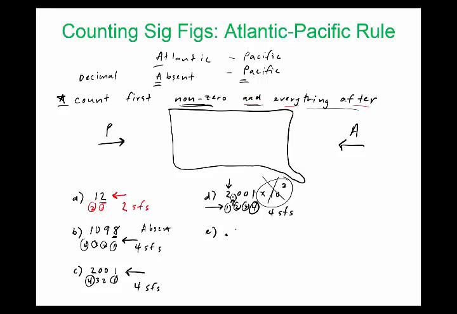Let's try another number. Let's change it up a little and add some zeros. Okay, decimal point is present, so we count from this side, and you count the first non-zero. All these are zeros, so they don't count. So this is the first number that counts, 1, and then everything after 1, 2, 3. This has 3 SigFigs.